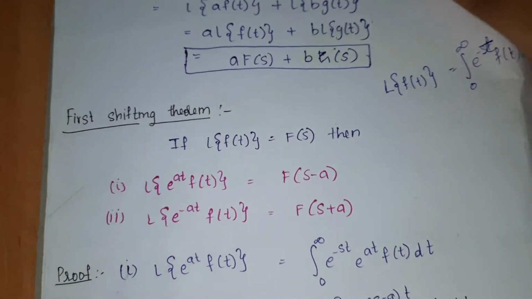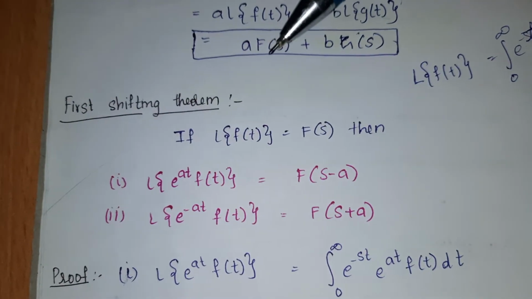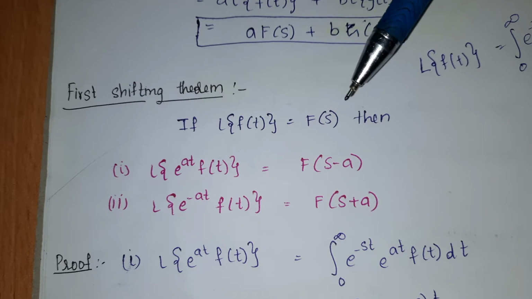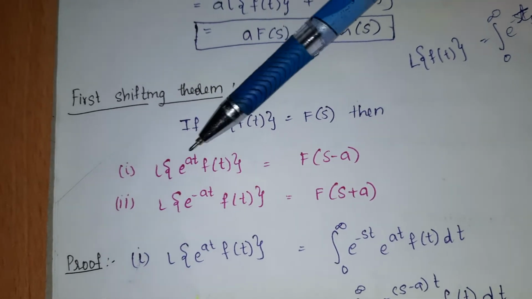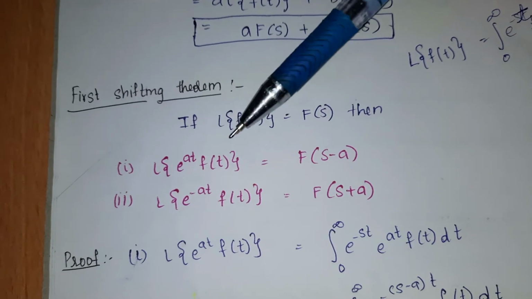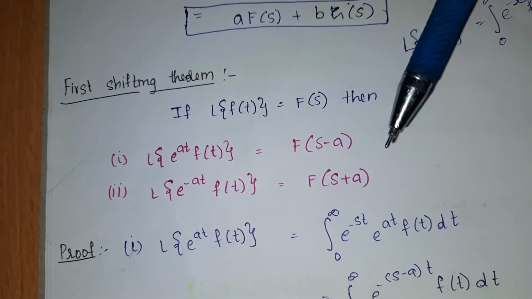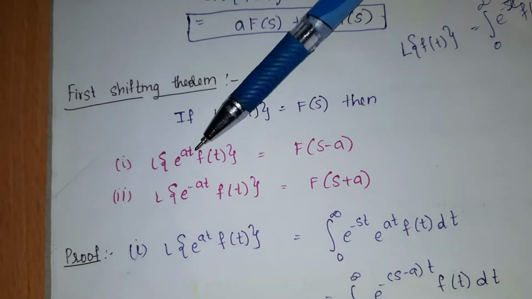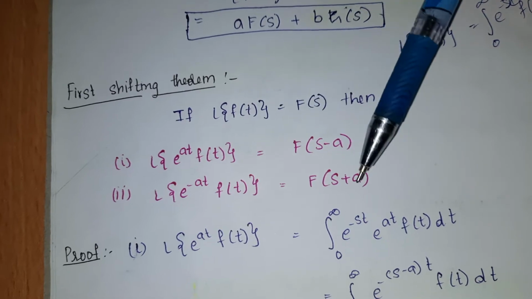Now let's go to the first shifting theorem. If L of f of t is equal to F of s, which is the basic function as I said, then L of e power at f of t is equal to F of s minus a. And L of e power minus at f of t is equal to F of s plus a.